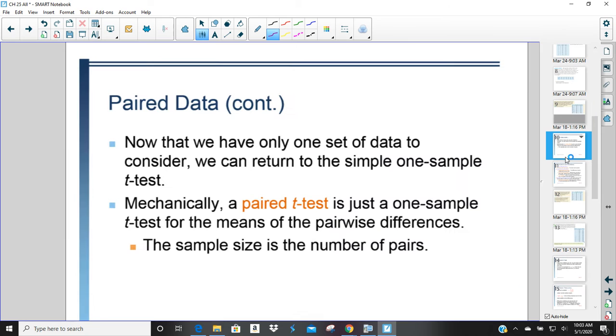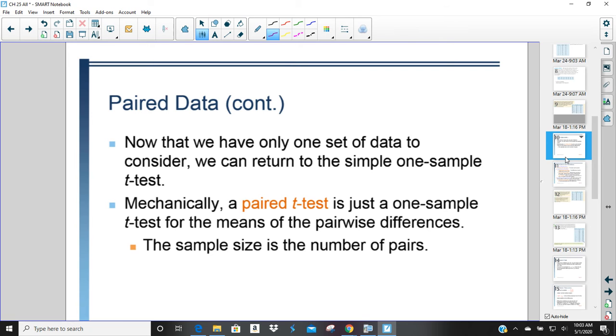I will tell you, we're having a full-on chapter on paired data. It's 1 day. So I would think it's not going to come up that often. If I saw 2 pieces of data, my first thought would be a 2-sample t-test or t-interval. However, yes, there's a chance it could be a paired t-test as well. So what's going to happen here? Let's talk about the mechanics. Now that we have only one set of data to consider, we can return to the simple t-test.